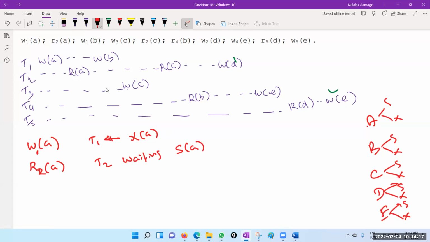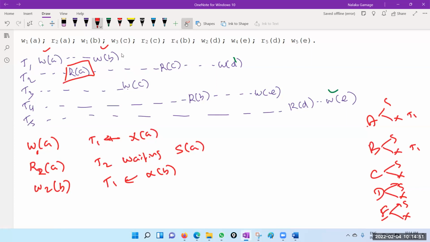Now write B. Write 2B. That means transaction 1 is going to get the exclusive B, because no one has taken B. Now remember, exclusive A is with transaction 1, and exclusive B is also with transaction 1. Now this is done, and this guy is waiting.